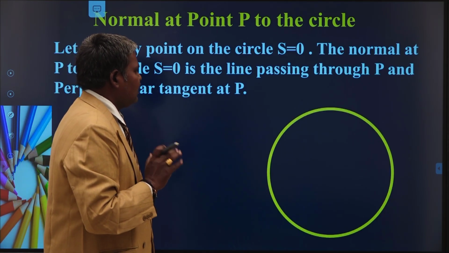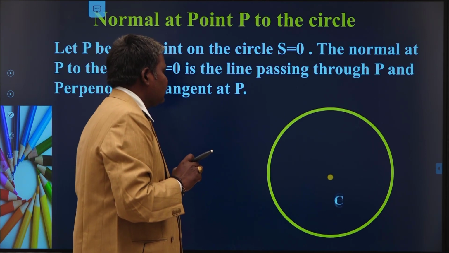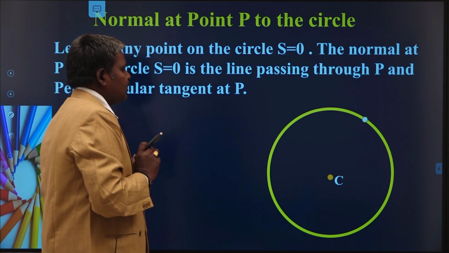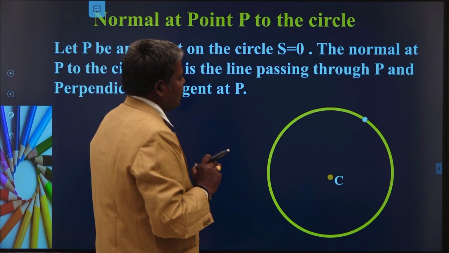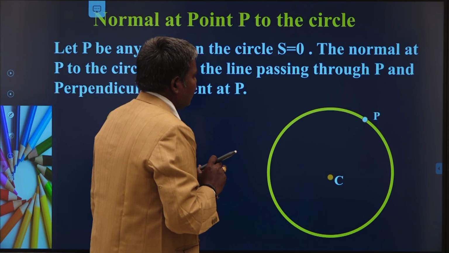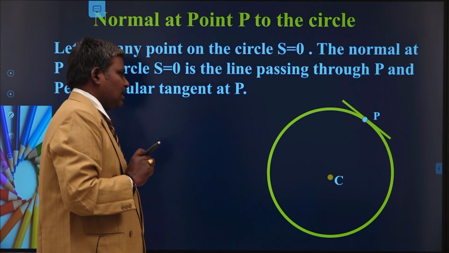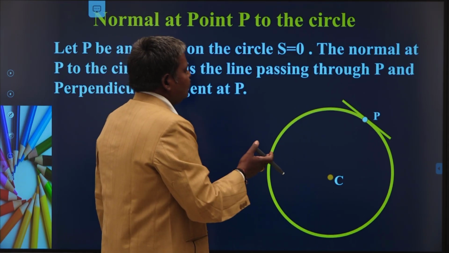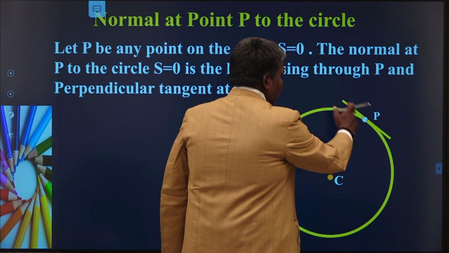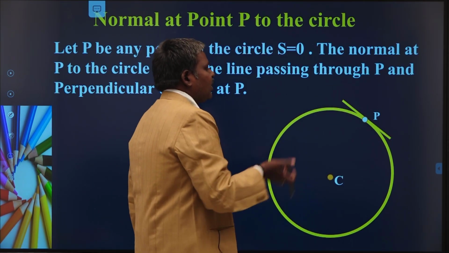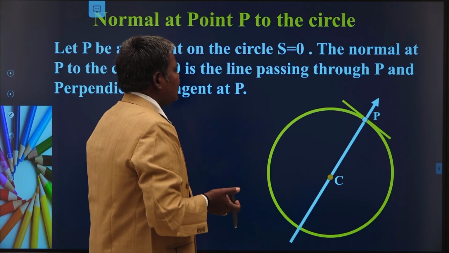This is your circle. This is the center of the circle, C. And this is the point at which we have to draw the normal. First we have to draw the tangent at that point to the circle, and then draw the line which is passing through P and perpendicular to the tangent, and we get the normal. Understand? This is the normal.